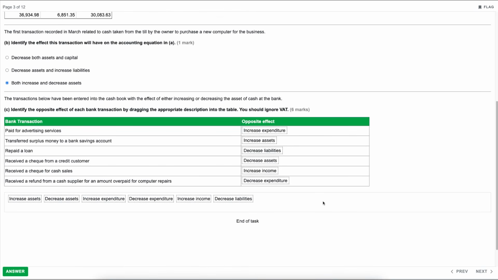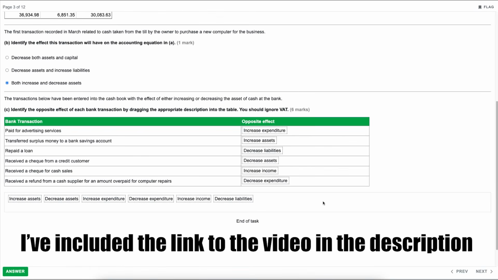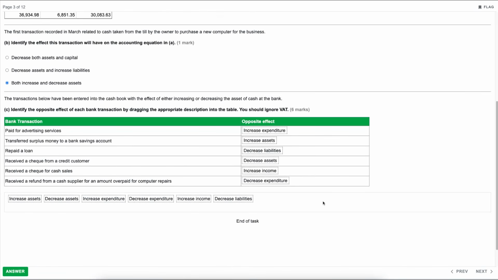Now, I do have a video called Learn Double Entry Bookkeeping within 5 minutes. Obviously, you can't learn everything within 5 minutes, but it gives you a really good start as to learning how to categorize transactions into each category. So if it is something that you're struggling with, that is well worth a watch. But for now, that does complete task 2, and we can now move on to task 3.